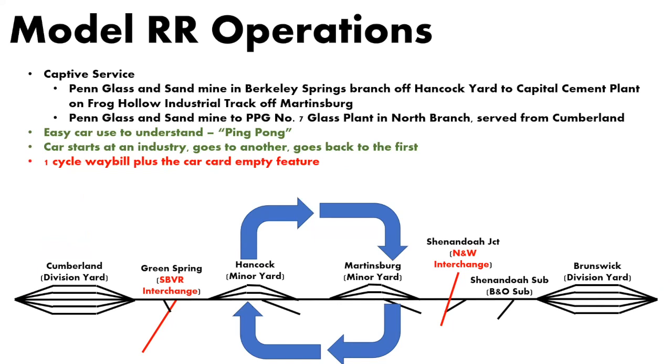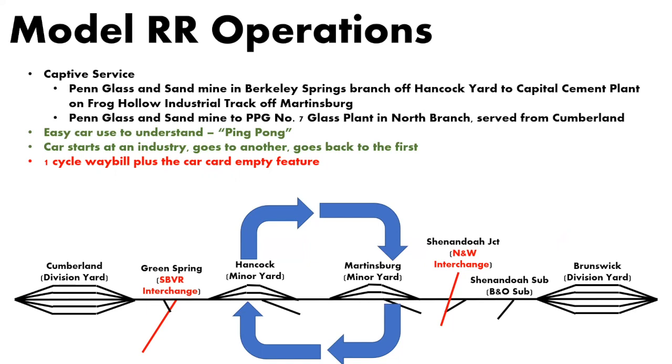Okay. Captive service is another one that's pretty easy to understand, right? And I refer to this as a ping pong routing. Okay. So for example, on my layout, the Pennsylvania Glass and Sand Mine in Berkeley Springs, which is off the Hancock yard there, actually ships cars to the Capital Cement Plant, which is off the Frog Hollow Industrial in Martinsburg, right up the line. And then when it's empty, it goes back. And that's all it does. There are cars that were just in captive service going back and forth between the two because it was a massive sand plant and a massive cement plant that constantly needed material.